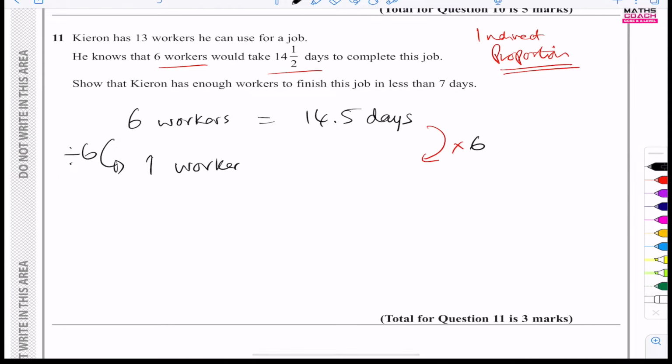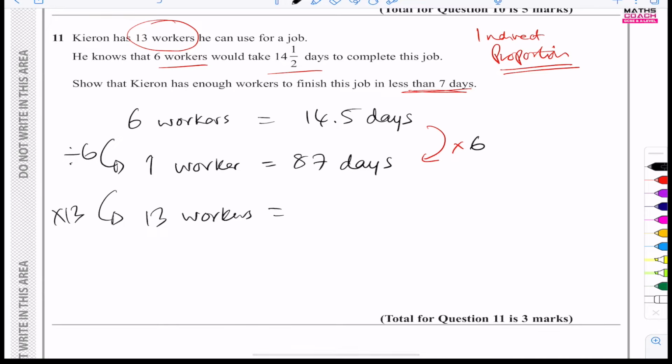So we times by 6. So 14.5 times by 6 would mean that 1 worker takes 87 days to do that same job, whatever it is. Now, Kieran wants to know whether his 13 workers can finish the job in less than 7 days. Let's go up to 13 workers then by multiplying this side by 13.